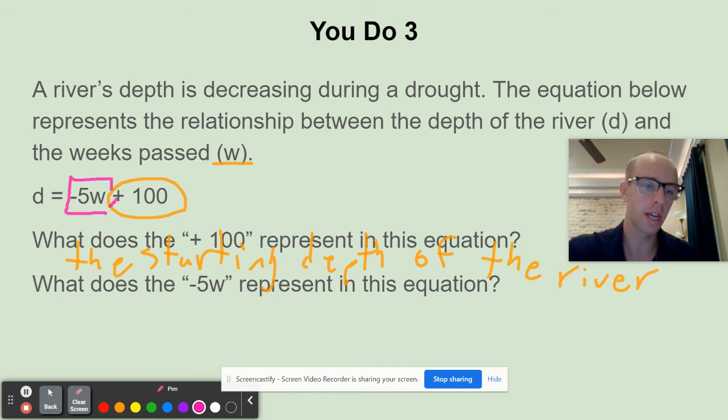Here I have this next part, the -5W. It says, what does the -5W represent? Well, this takes a little bit of understanding. W stands for weeks. I have this -5. So this -5, which is very important that it's negative, means it's going down by 5. It didn't give us a unit here, so let's just say feet. Down by 5 feet per week. Down, right, because negative, by 5 feet per week. So I'm not even going to write that out. You can write it down on your own. The negative 5W just means the river is going down 5 feet per week.